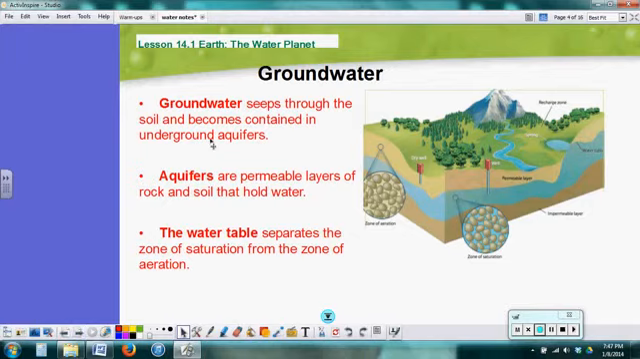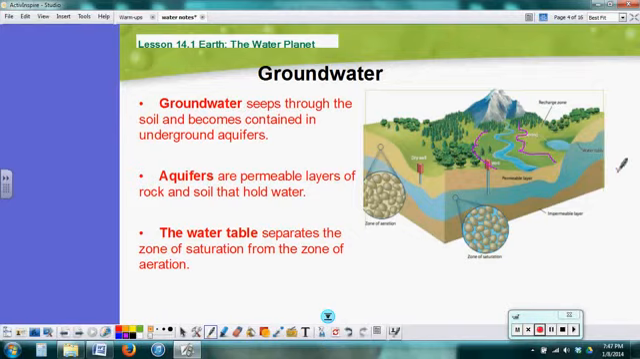All right, groundwater. Three different things. There's groundwater, the watershed, aquifers, and then the water table. Watershed is basically this area. You see it in dark green here. That is what the river supplies the area with water. So our watershed here is the St. Joe River. Groundwater seeps through the soil and becomes contained in the aquifer.